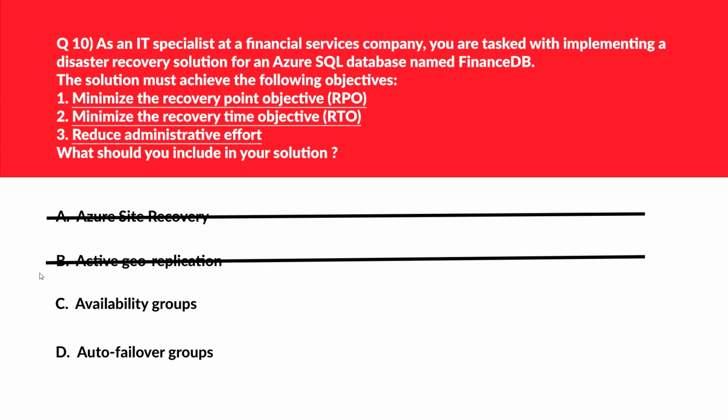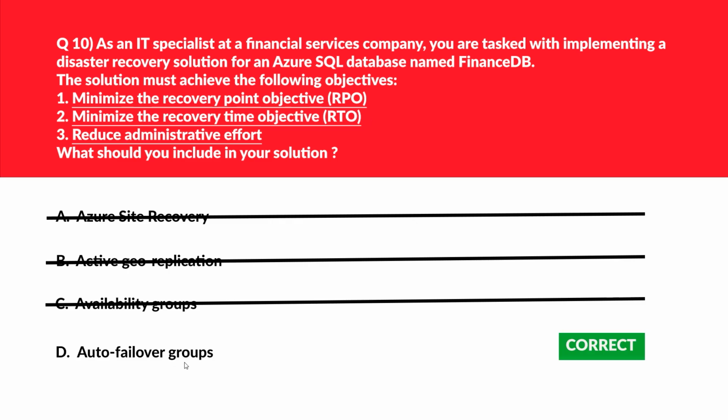Now let's move to option C. C says availability groups. Availability groups can be complex to manage, increasing administrative effort. C is out. Let's move to D. That is the only option remaining. Auto failover groups. Auto failover groups provide automatic failover, as the name suggests, with minimal administrative effort, and will help minimize both RPO and RTO, making it the most suitable choice. So we'll lock option D as the right answer.